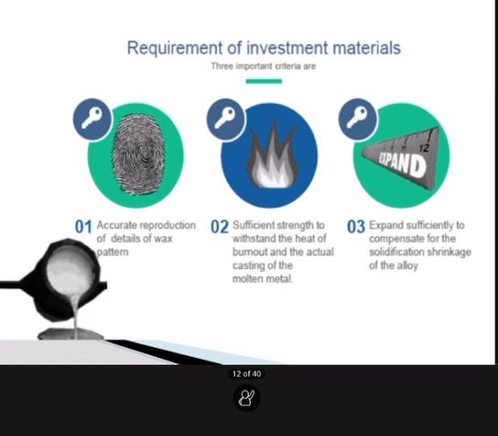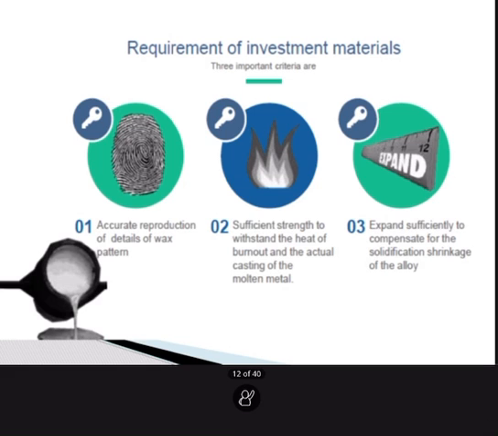Another thing is that it should have sufficient strength to withstand the heat of burnout and the actual casting of the molten metal. That's why we are telling you that whatever alloy you select will give you the reference for your investment material. For example, gold alloy uses less heat, and base metal alloys use more heat. So the investment material should have sufficient strength. Then it should expand sufficiently to compensate for the solidification shrinkage of the alloy. This is a very important factor.